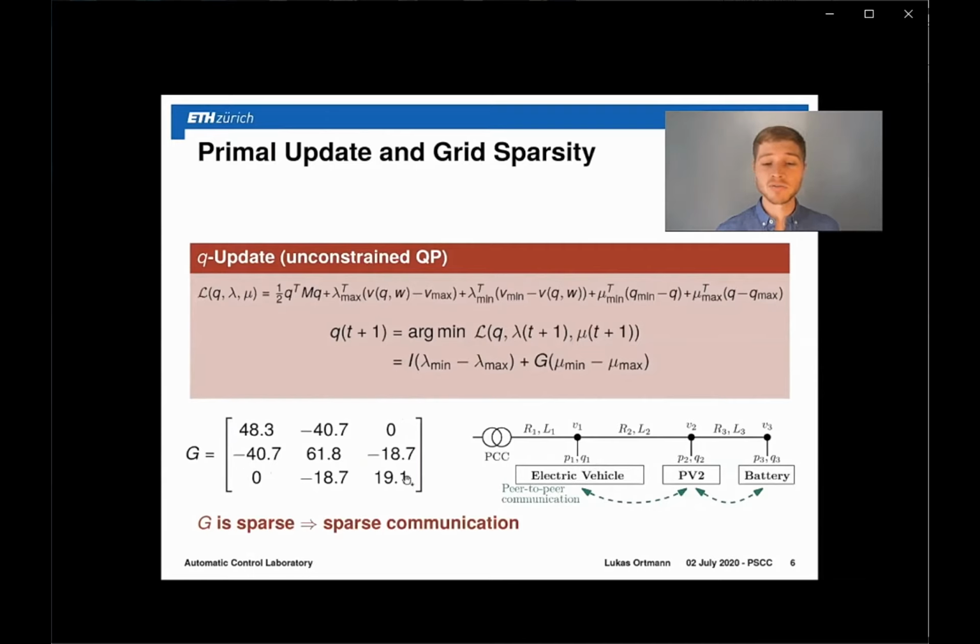And therefore, if the electric vehicle wants to calculate its new reactive power set point, it only needs to know its own lambda values, its own mu values, and the mu value of PV2, which is going to be multiplied with this minus 40 here. And so because G is sparse, our communication is also going to be sparse.